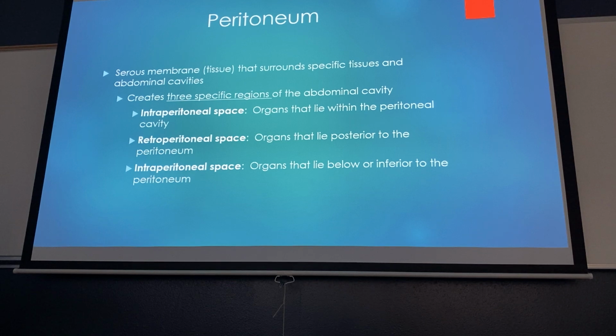But for the most part, we'll find that the serous membrane goes in and around specific organs, organ systems, and different regions of the abdomen. So therefore, what structures we define as being intraperitoneal will be different than what we expect them to be.